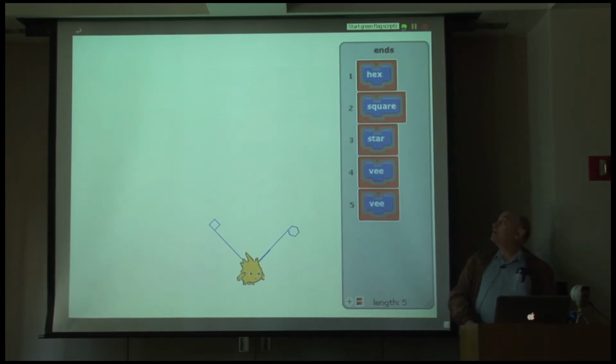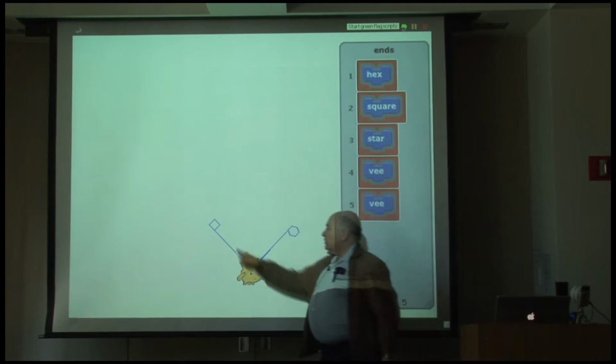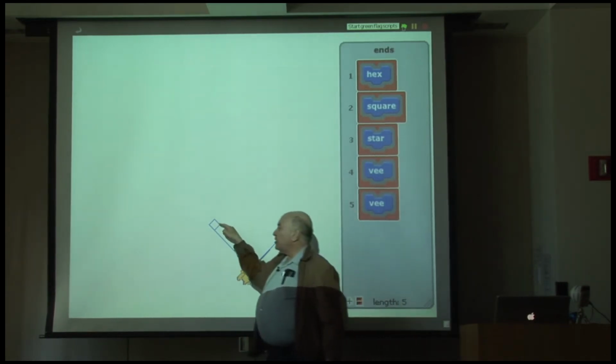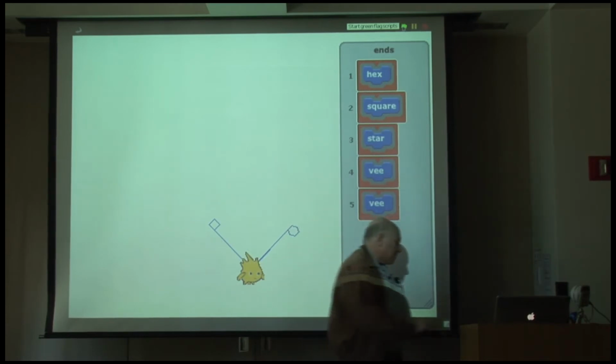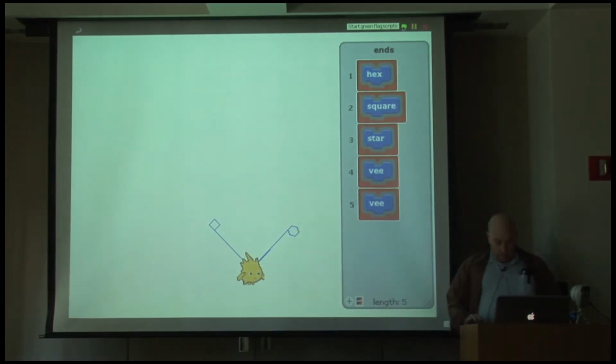Hex, square, star, and V are the possibilities for what we put at the ends of the V. So what kids draw typically is a picture that looks like this, and then there's another V out here with something. Okay? So I'm going to go ahead and click the green flag.